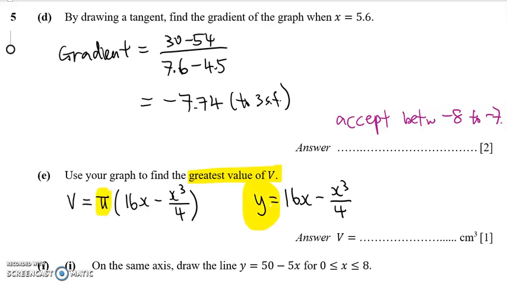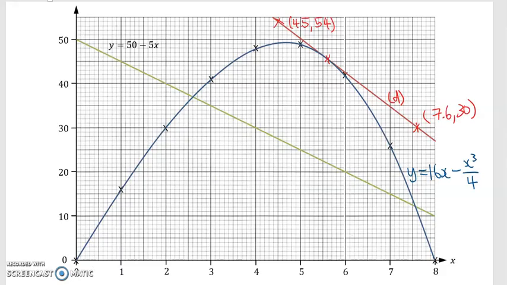Then we have to multiply by pi for us to get the greatest value of v. So let's look for the largest value of y. If we look at our graph, the largest value of y will be somewhere around here, and it is actually 49 point something. So you use the values from the graph that you have drawn to get the highest value.